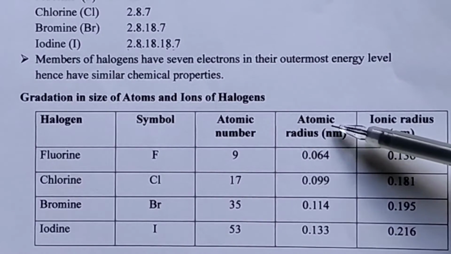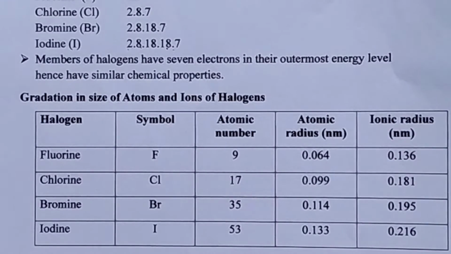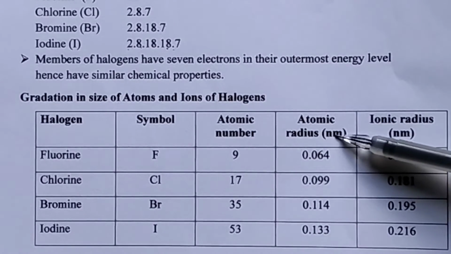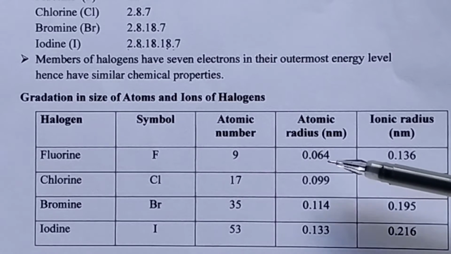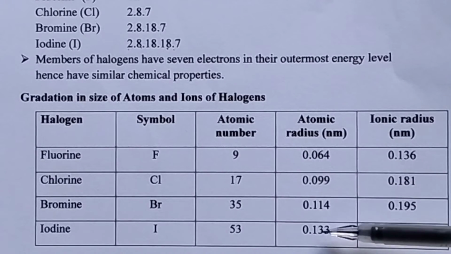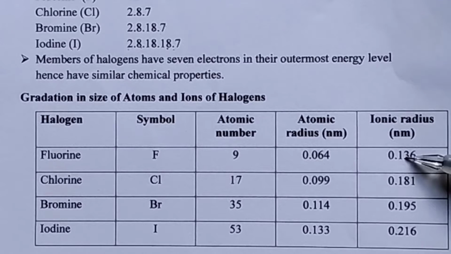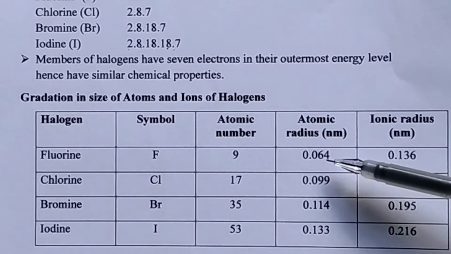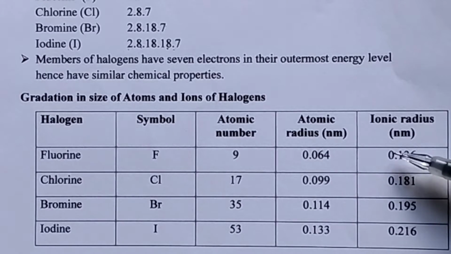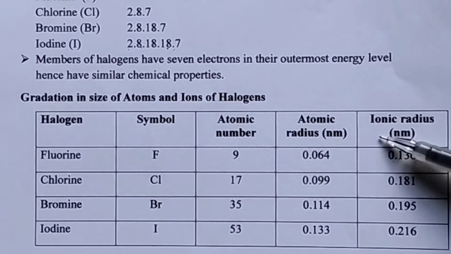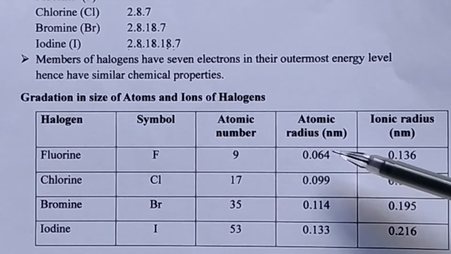Then we have atomic radius, and we also have ionic radius. These atomic and ionic radii are measured using nanometer, nm. If we check the atomic radius of the halogens, it increases down the group. Even the ionic radius increases down the group, as you can see. And if we compare, the atomic radius is smaller because we have 0.064 for the fluorine atom. Then for the fluorine ion, we have 0.136, showing that the ionic radius is larger than the atomic radius.